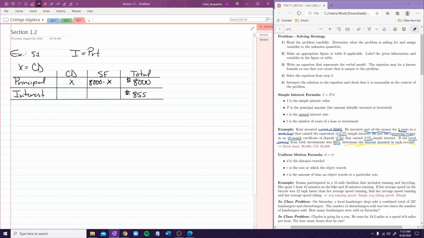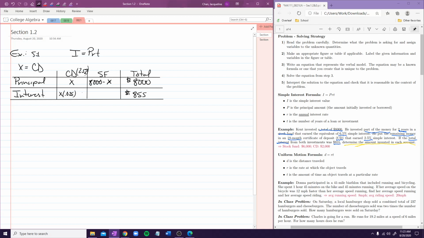So over here for the CD, interest is equal to the principal, which is X in our case, and then the rate. The rate was 2.5%, but we want it in decimal form, so what are we going to do? We're just going to move the decimal place to the left 2 times, and we get 0.025.